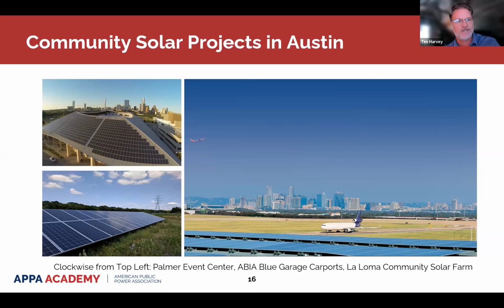Just a quick introduction to Austin Energy's portfolio so far. We started off with the Palmer Event Center up there in the upper left-hand corner. It's a pretty small array at 185 kilowatts. And then we built the La Loma solar farm, which is an additional 2.6 megawatts, down there in the lower left. And then the airport solar, which is 1.5 megawatts. Next slide.